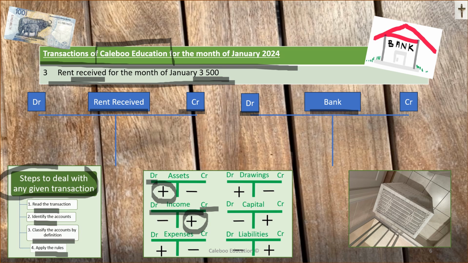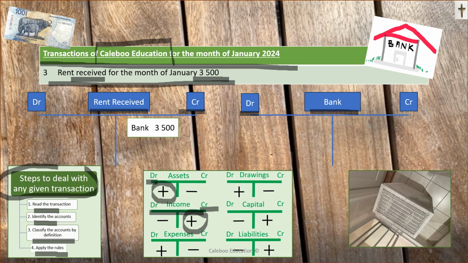As you can see, I always apply the rules. There's nothing you can learn here except for the rules. Once you know the rules, you apply the rules, and then you will understand why an account is debited and why an account is credited.